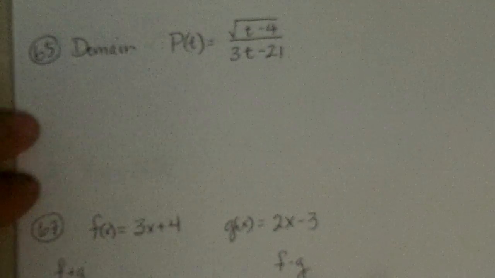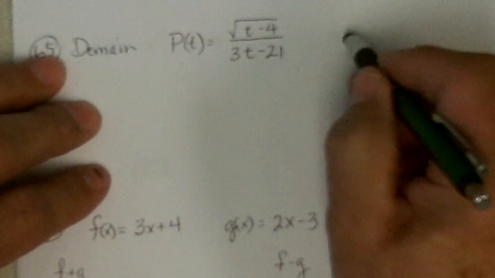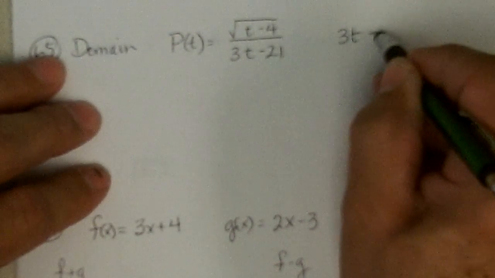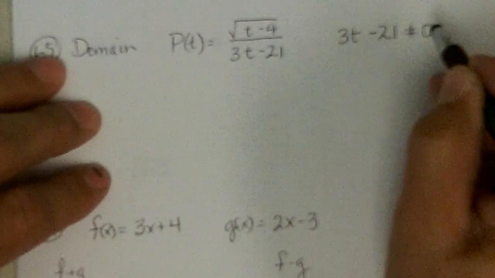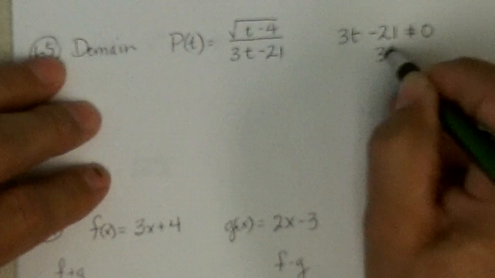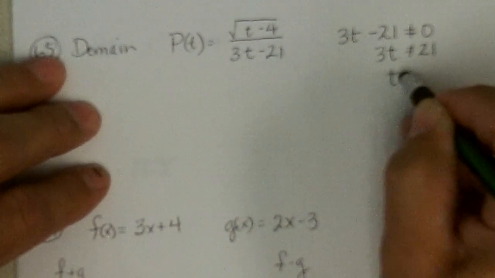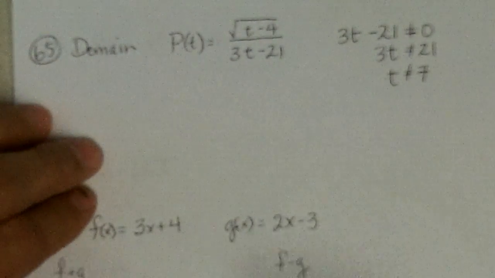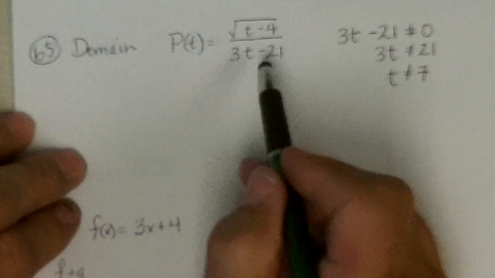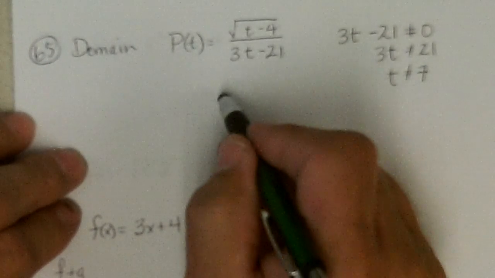This one has two potential hazards. Division by 0, so 3t minus 21 cannot equal 0. If you add 21 to both sides and divide by 3, t can't equal 7, and that would cause division by 0.